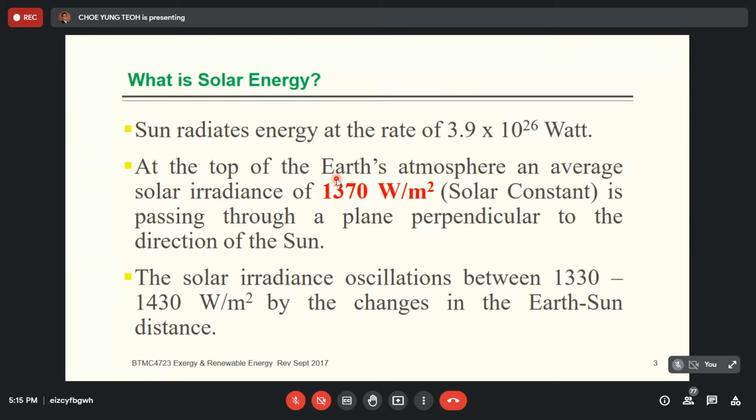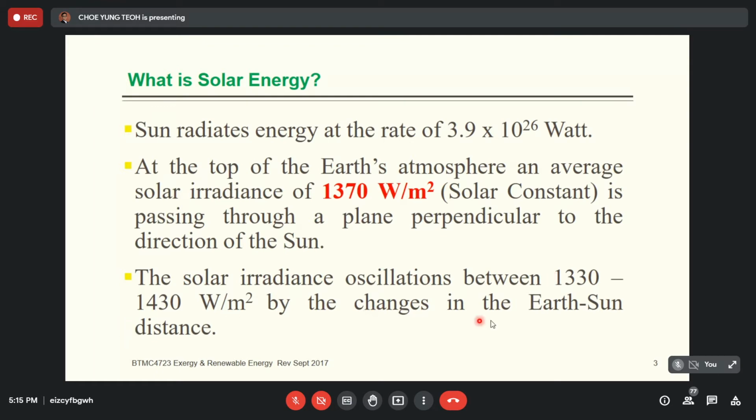Okay, so we just take the value outside the Earth's atmosphere, which is around 1,370 watts per square meter. This is the average solar irradiance that reaches the top of the Earth's atmosphere before it penetrates through the atmosphere. This value we call the solar constant, which is the average value, because the solar irradiance oscillates between 1,330 and 1,430 watts per square meter.